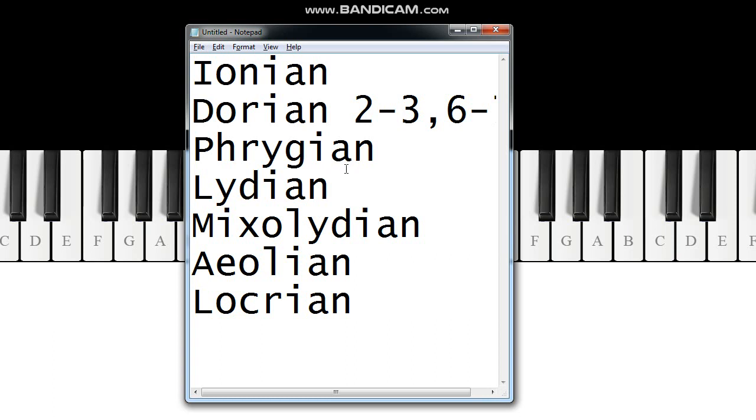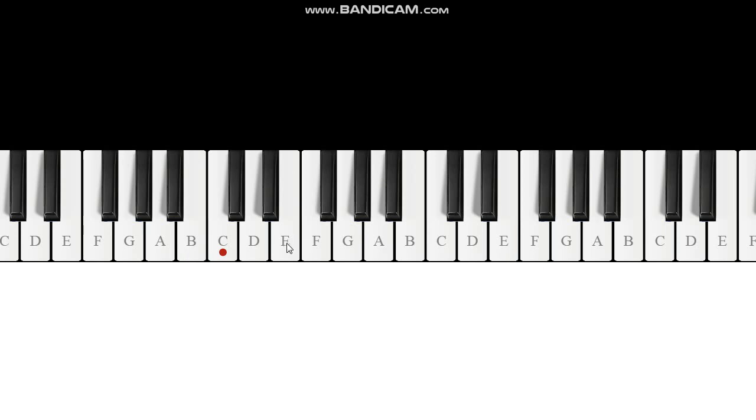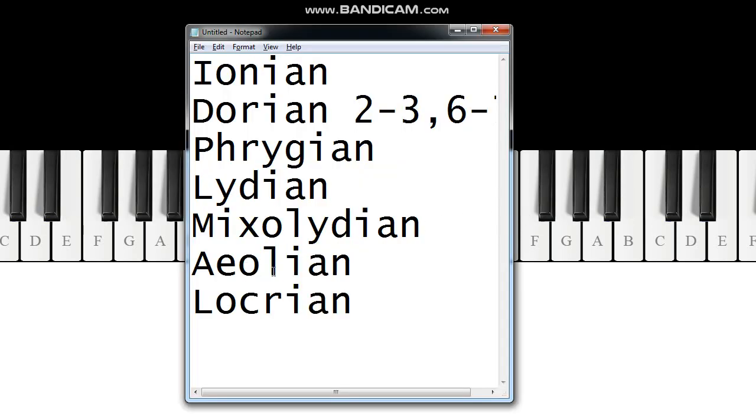Okay. The more serious, sadder sounds would be where you have the half step between 2 and 3. So Dorian, Aeolian, where you have a minor third. Minor third just means the distance from 1 to 3 is 3 half steps. Okay, so that's how you would figure it out.